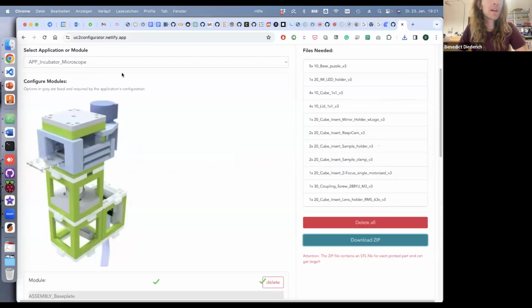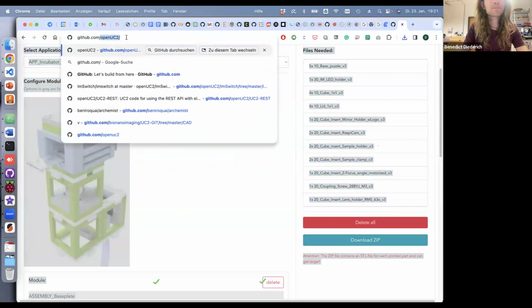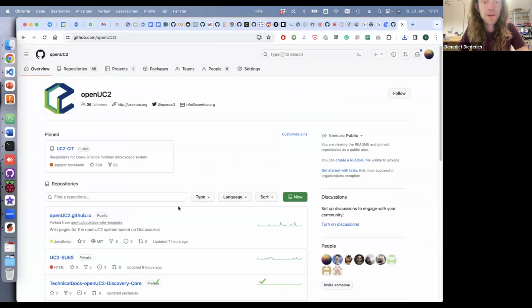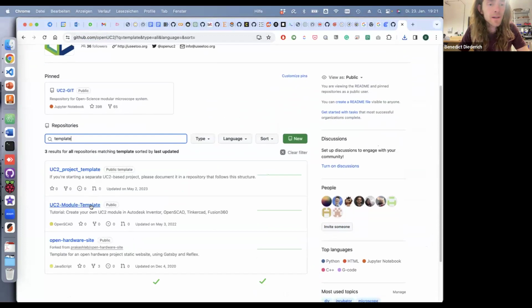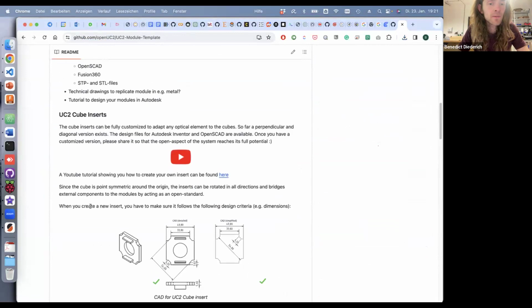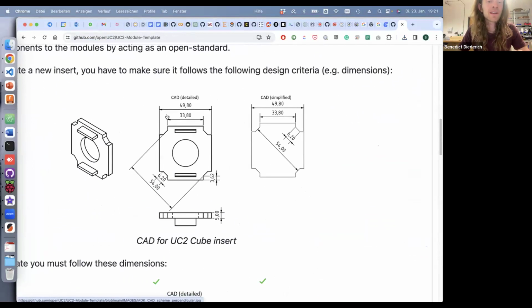And you can also create your own modules. If you go to our GitHub web page, I think if I'm not mistaken, to the template, I think that one, then we give you all the necessary tools, because some people use Autodesk Inventor or Tinkercad or SolidWorks or you name it.